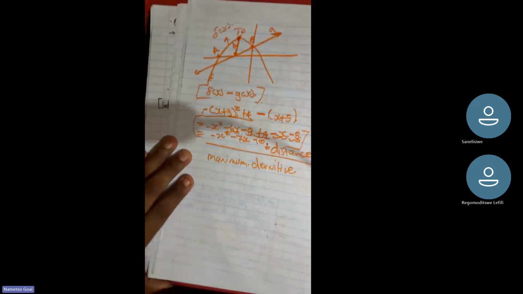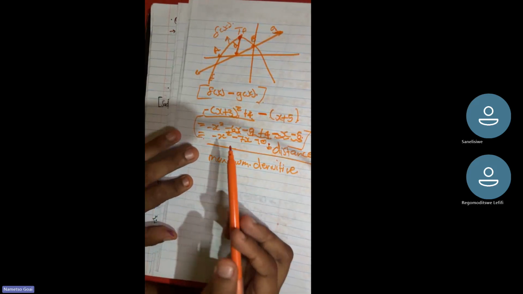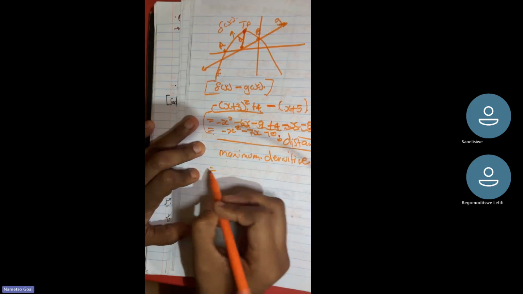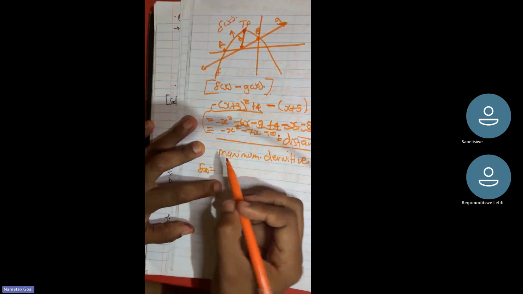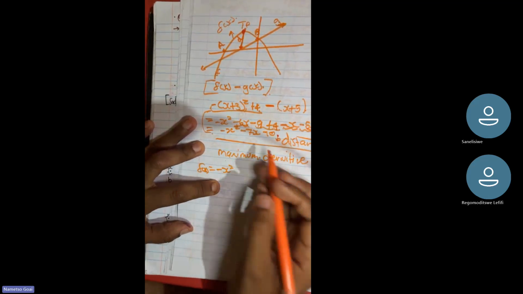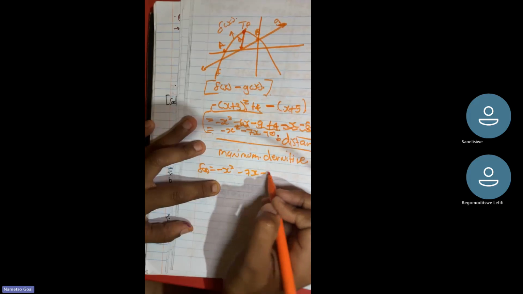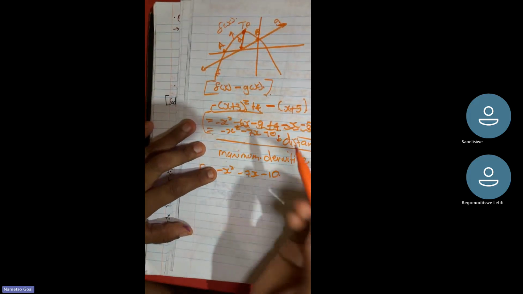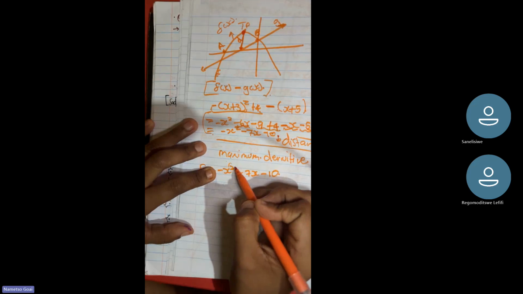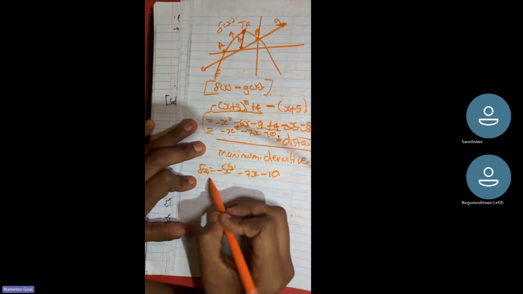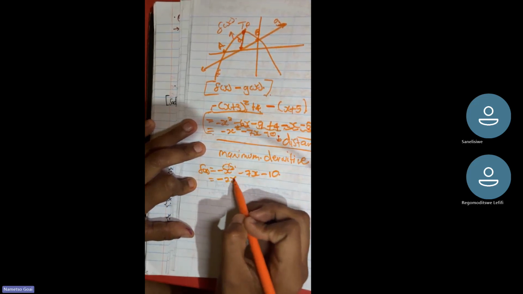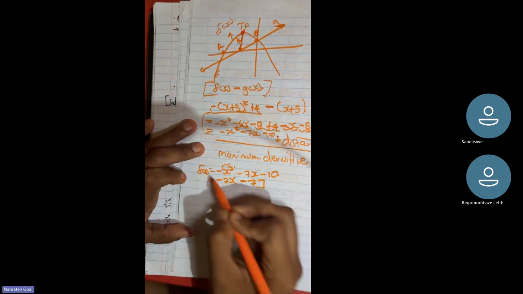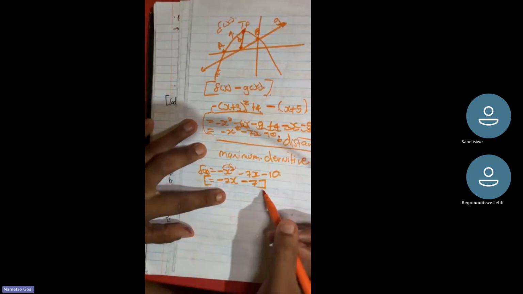So how can we find the derivative of this? Let me just write this down. We have the function as negative x squared minus 7x minus 10. If we have to find a derivative, we know that we're going to take the exponent down. So it'll be negative 2x minus 7. Do you guys understand how I found this derivative?